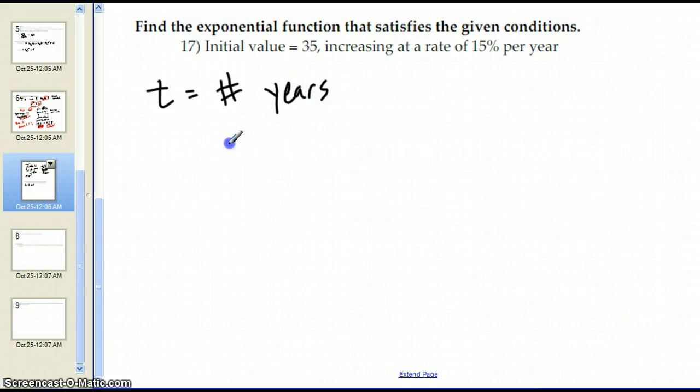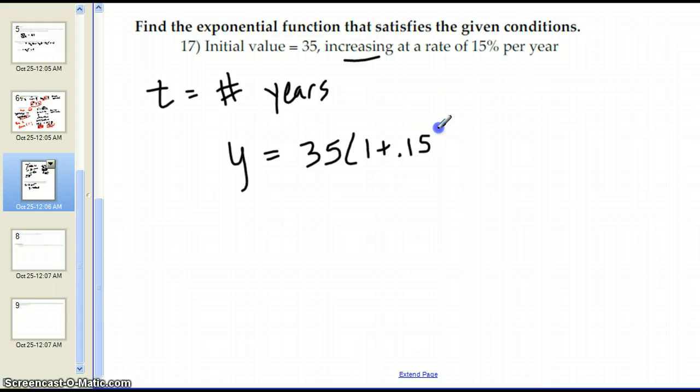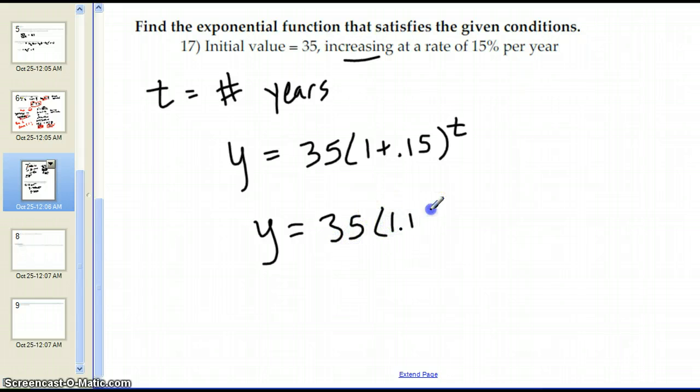Alright, and then we've got y equals 35. It's always the initial value times 1 plus, because it's increasing, the rate of growth, so 0.15 to the t power. Alright, and then this simplifies down to just y equals 35 times 1.15 to the t. Alright, so there's our answer.